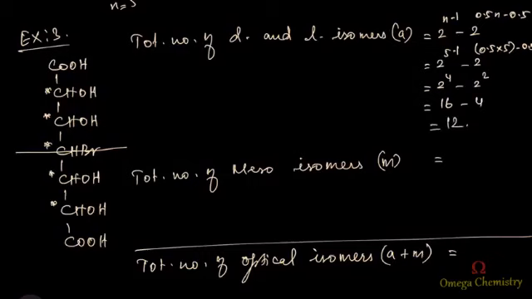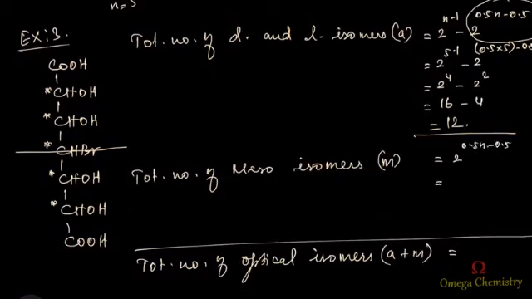So the total number of D and L isomers will be 12, and the total number of meso isomers will be this part. This part is nothing but the total number of meso isomers, that is 2 power (0.5n minus 0.5). So that means 4 is the total number of meso isomers. So the total number of optical isomers is, you need to add this 12 and 4, which means it is 16.